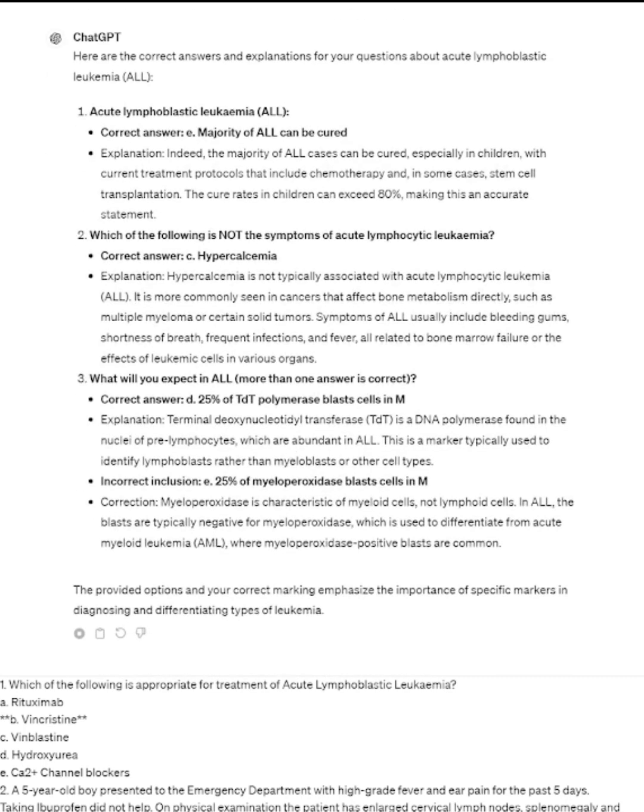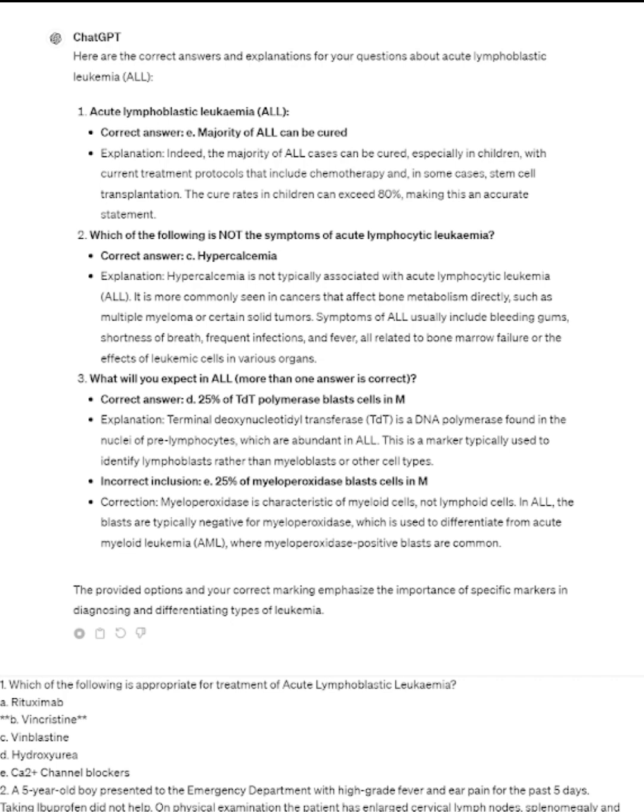2. Which of the following is not the symptoms of acute lymphocytic leukemia? Correct answer, C. Hypercalcemia. Explanation. Hypercalcemia is not typically associated with acute lymphocytic leukemia, ALL. It is more commonly seen in cancers that affect bone metabolism directly, such as multiple myeloma or certain solid tumors. Symptoms of ALL usually include bleeding gums, shortness of breath, frequent infections, and fever, all related to bone marrow failure or the effects of leukemic cells in various organs.